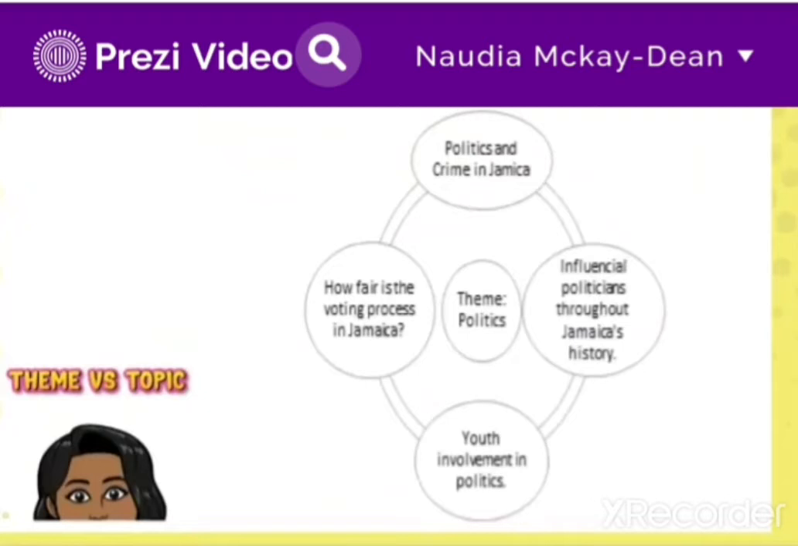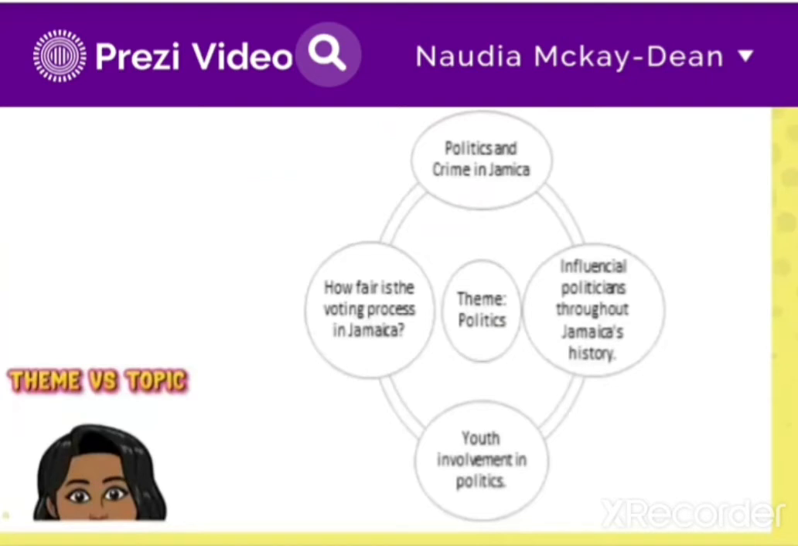So let's look at this example here. The theme is in the center, and the topics are the things that go around. So these things would represent each member of the group. So all of the group will be doing politics, but each member of the group will be doing something specific related to politics. All right, and that should be pretty clear. So if you're doing music, all of you might decide that you want to do music, but one person might want to look at the influence of dancehall music on young people. Somebody else might want to look at how music has shaped the history of the country, something like that.